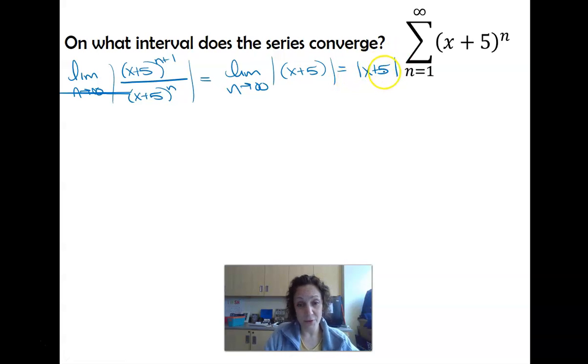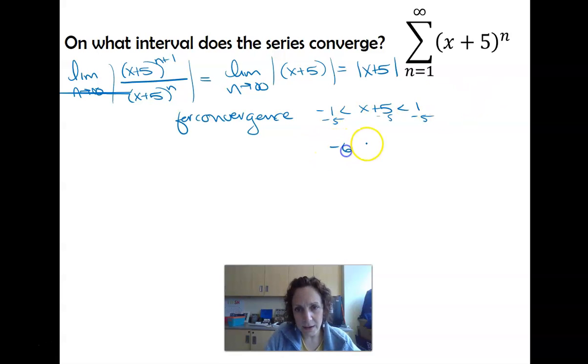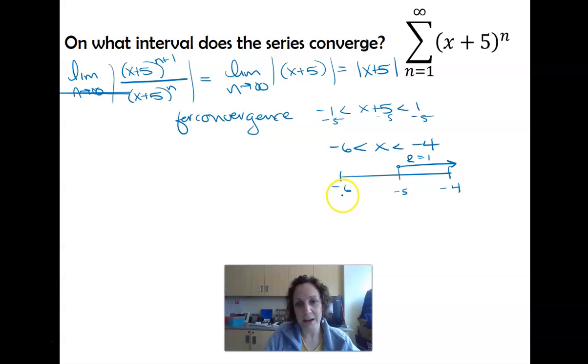So all I have to do for convergence is make sure that the absolute value of x plus 5 is less than 1. So for convergence, that means if you take 5 off, solve your little compound inequality here, x has to be between -6 and -4. So look, it must be centered at -5, right? Here's your radius of convergence, equal to 1. My interval of convergence right now is -6 to -4.